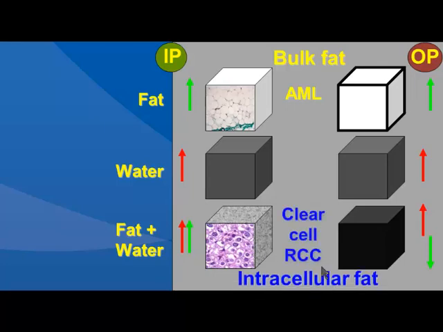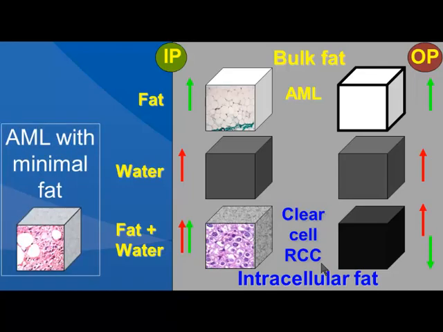cell carcinoma. However, some AMLs have very small amounts of bulk fat, and the net effect is going to be the same. You're going to have both adipocytes and water in the same voxel. So you're going to have as well intermediate signal that drops on opposed phase imaging. So the conclusion here is that if you only see, on a renal mass, intermediate signal that drops on opposed phase imaging, you cannot distinguish a clear cell renal cell carcinoma from an AML. You can only make the diagnosis of AML when you see bulk fat.